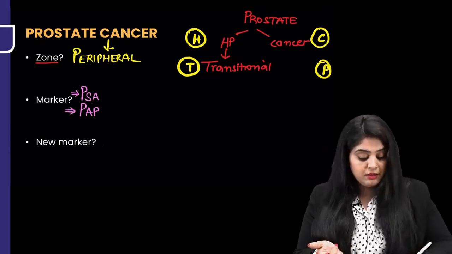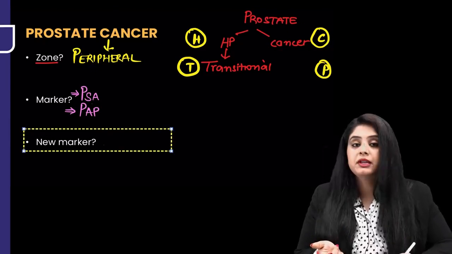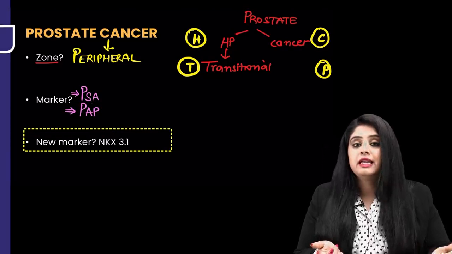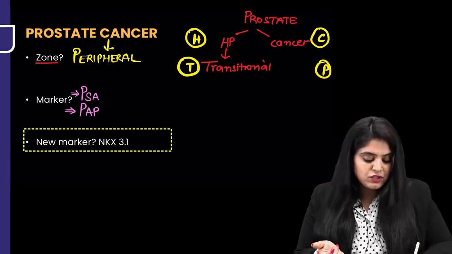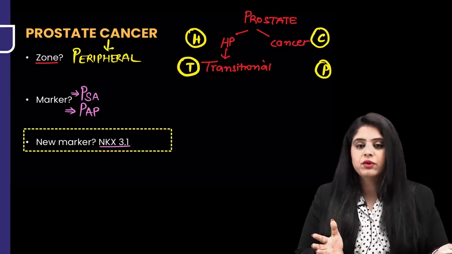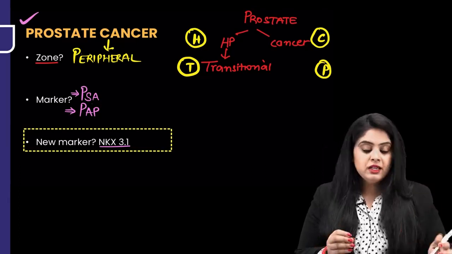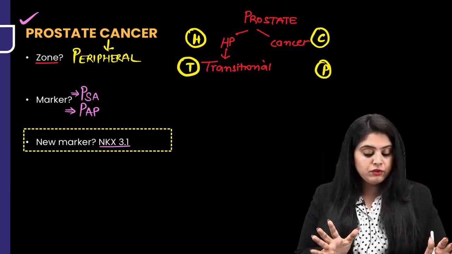They are markers. But the question is, what is the new marker that has started coming in the paper? Please note NKX 3.1. Something which is tough to learn, I understand, but no option because it has come in the paper once before. NKX 3.1 is a new marker for prostate cancer. So what is it about prostate cancer that you have to know?